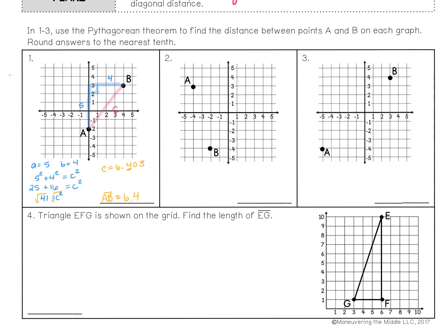Now let's look at example 2. Again, I'm going to draw that diagonal, and that's going to be my hypotenuse. And then I'm going to draw a straight line up or down and a straight line over. Then I'm going to label my legs. So from +3 to -4 is 7. And I've gone from -4 to -2, which is +2. So I've got legs of 7 and 2.